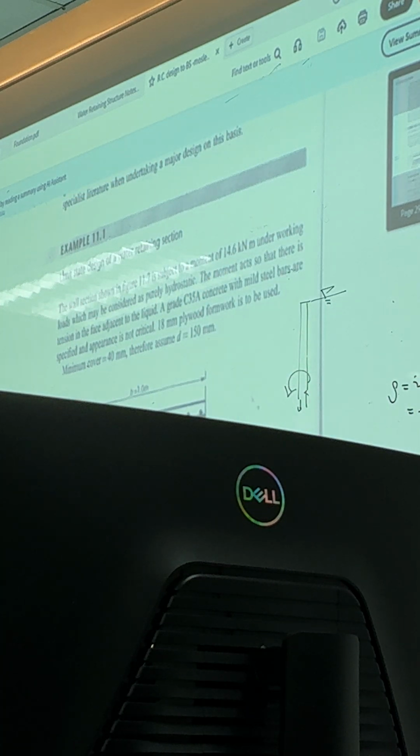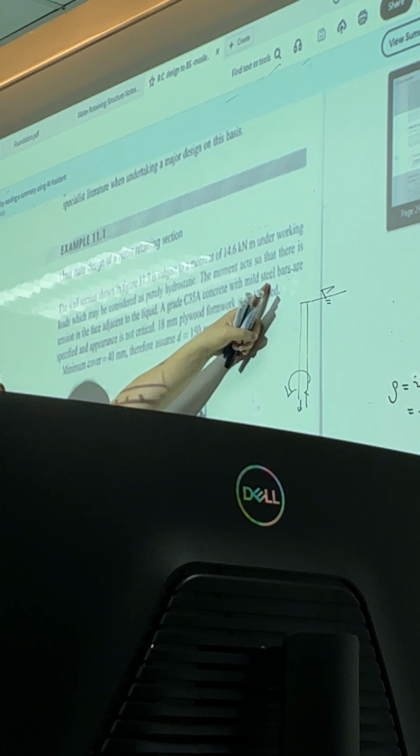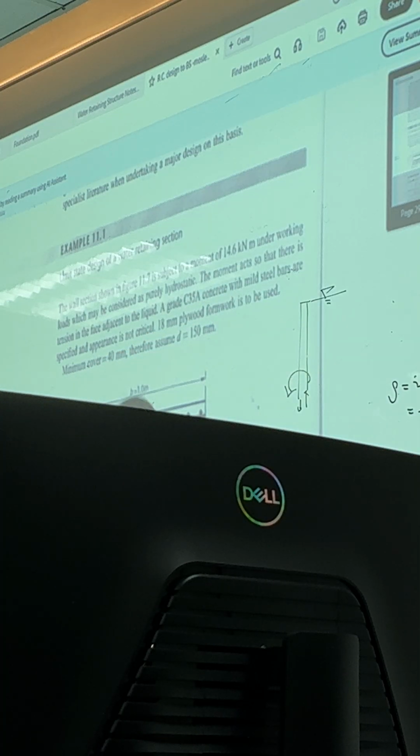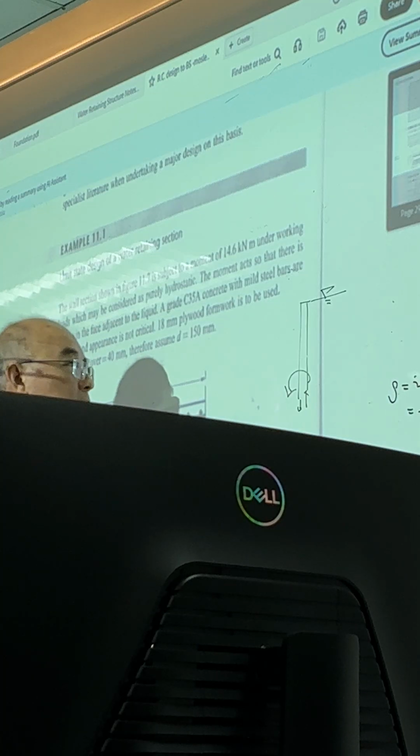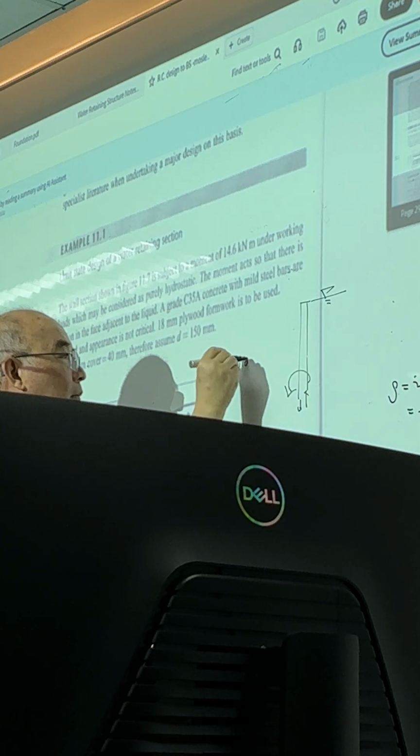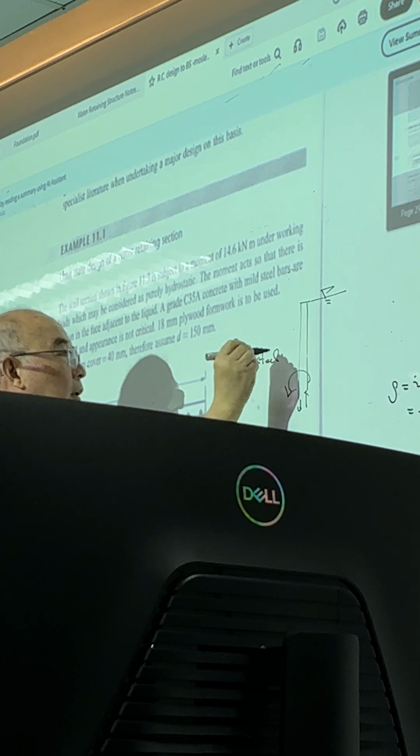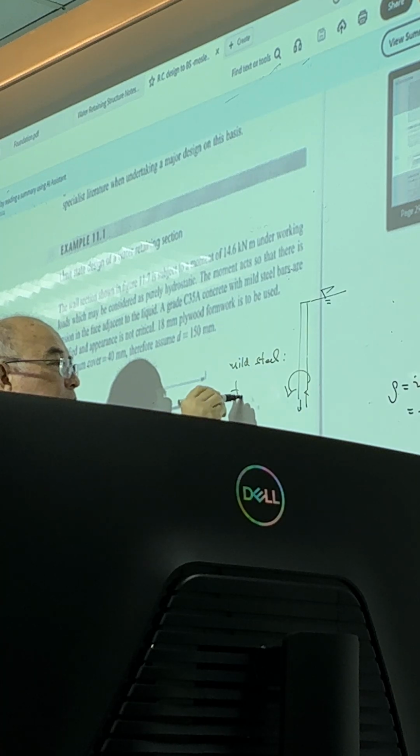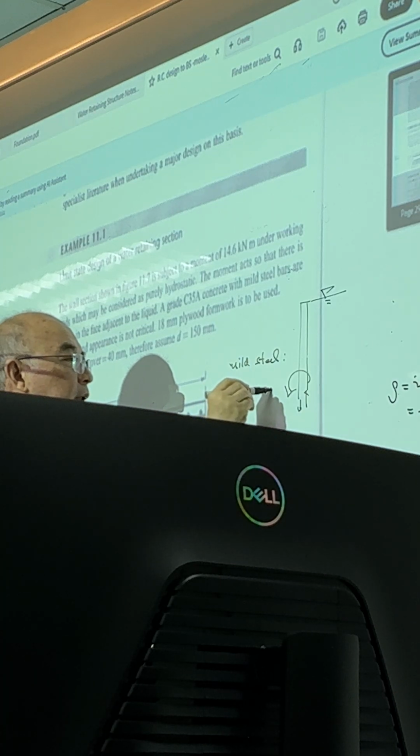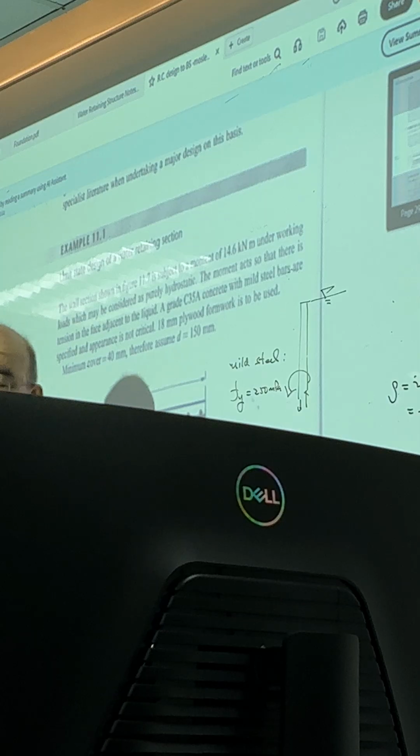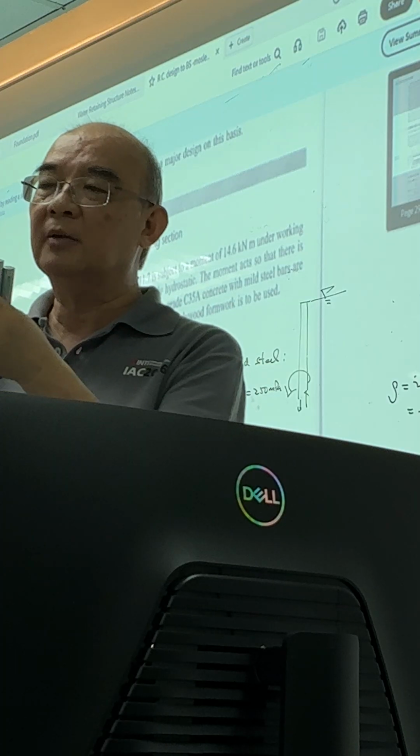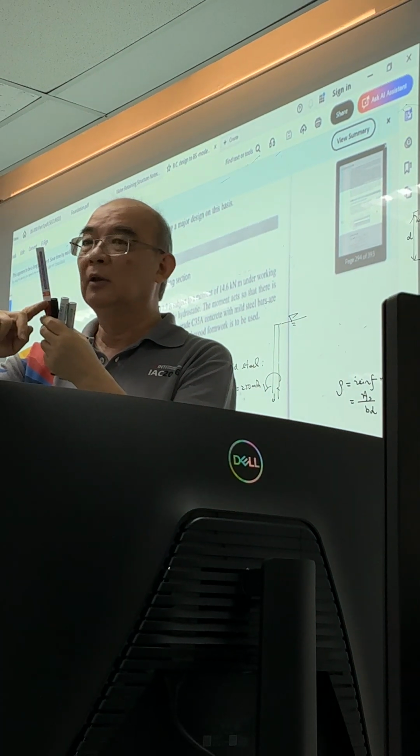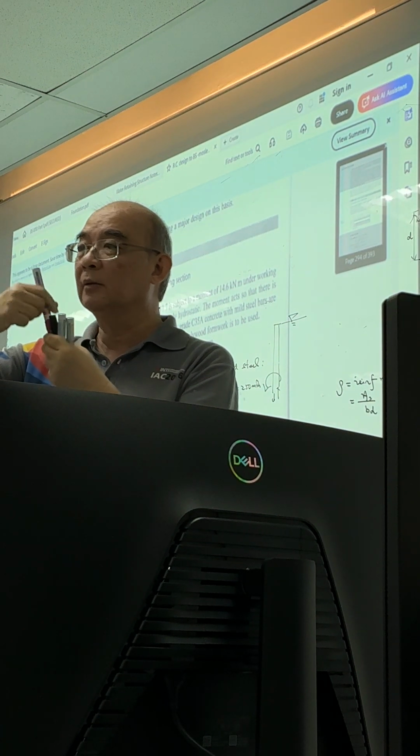Here they use mild steel. Mild steel, the yield strength is 250 MPa. So we have high tensile steel and mild steel. High tensile steel are the rebars that have the indentation. Mild steel is the round bars.